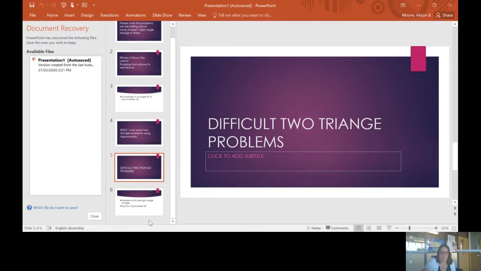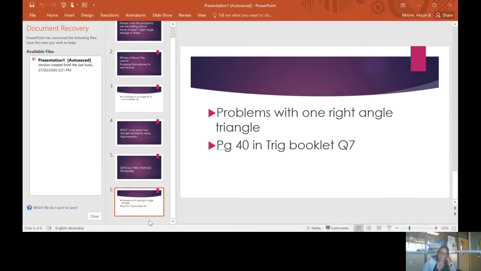It's 2 triangle problems. The problem I'm doing today is on page 40 of your trigonometry booklet, starting at question 7. If I was you, I would do question 7 to question 10 today. There will definitely be one of these questions in your test.